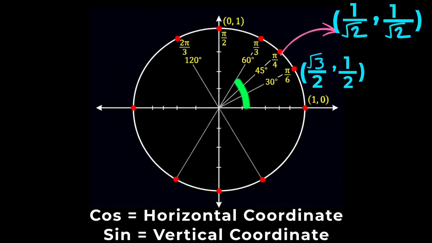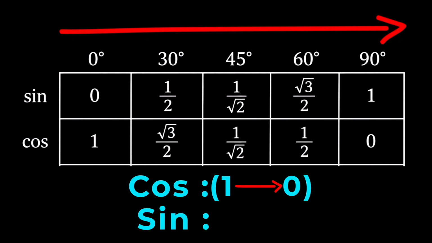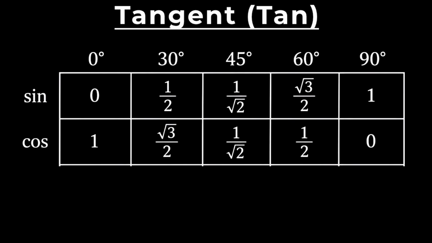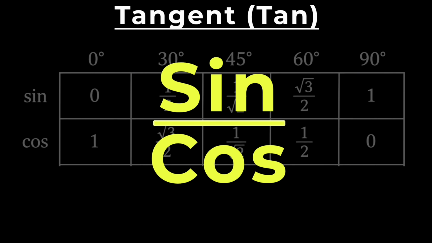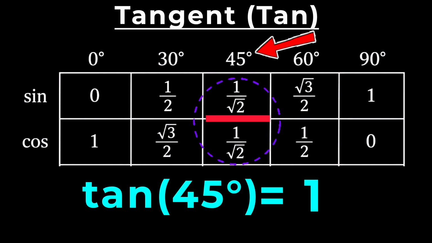At 60 degrees, cosine equals 1/2, while sine equals square root of 3 divided by 2. Notice the pattern. As the angle increases from 0 degrees to 90 degrees, cosine becomes smaller, while sine becomes larger. Now calculate tangent. Tangent equals sine divided by cosine. At 45 degrees, dividing them gives 1, so tangent 45 degrees equals 1.